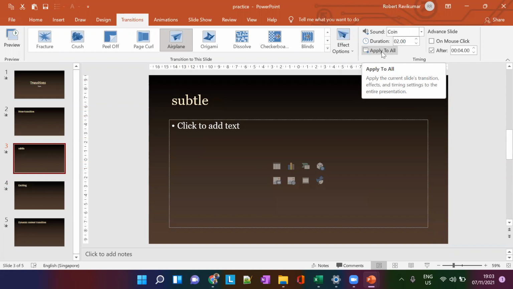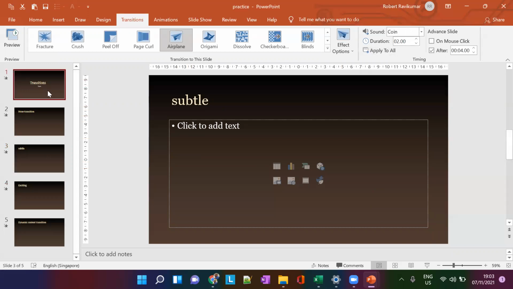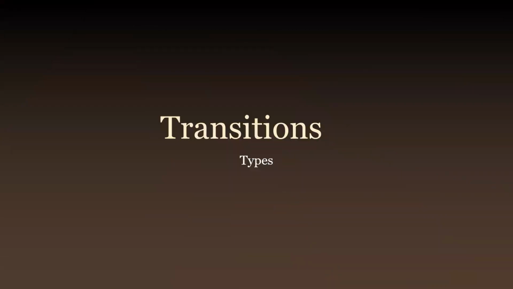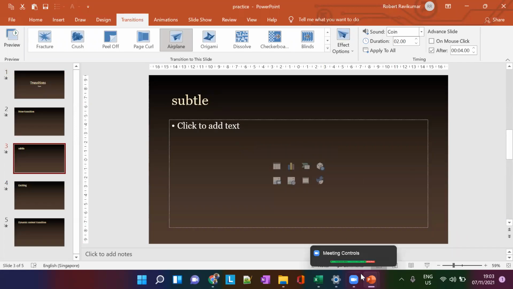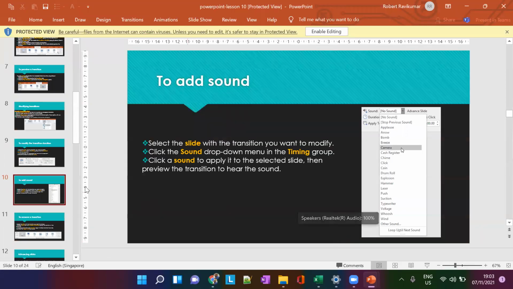Okay, so now if I click apply to all, and now if I play the slides, you will hear the sound for every slide here. So I will apply the same effect for all the slides here. You can see, right? For every slide, the sound effect is applied to the transition here. So this is how you apply a sound for a particular transition.